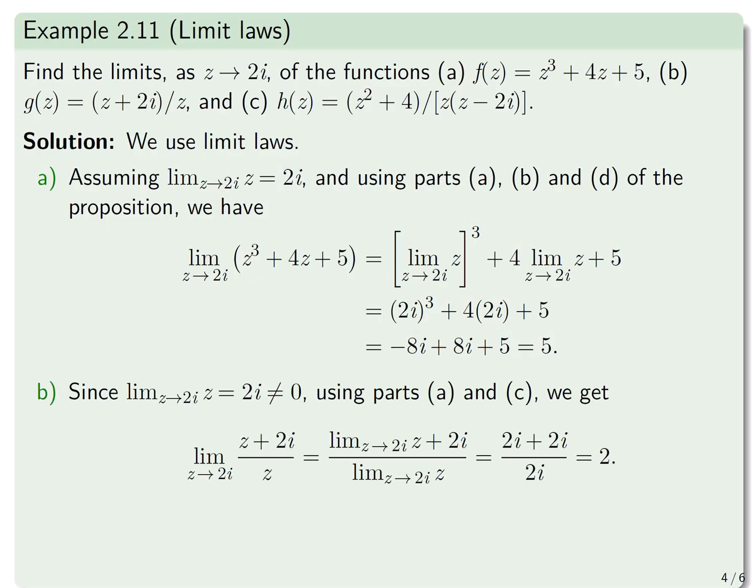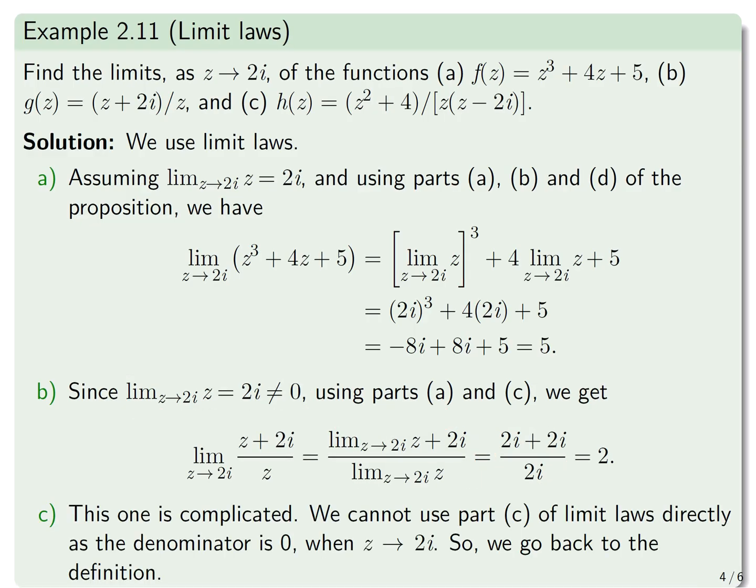For the next one, we use the same limit, and we notice that the limit is not equal to 0. That means we can use part A and part C now. First we use part C to write the quotient as a quotient of limits, and then we use part A to break the sum, and then you can find the limit of each one separately. This simplifies to 2.